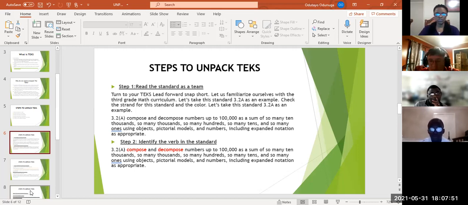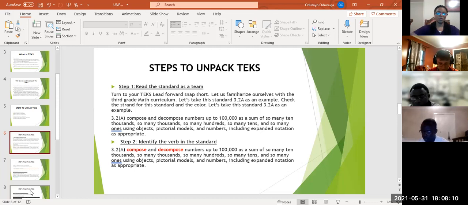So I want us to turn to our TEKS Leap Forward snapshot. This company has helped teachers to compact the TEKS as they see them on the TEA website. They put them and color coded the TEKS for each grade level and for each subject. So we all have it at hand. Okay. Yes, I see yours. I have mine. Yes, I do.